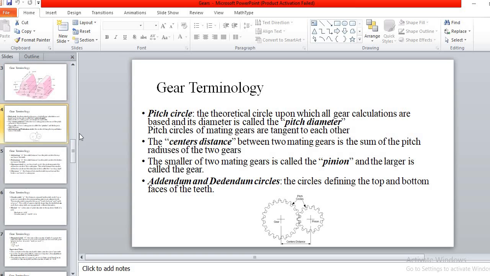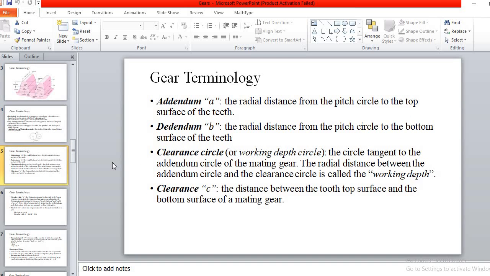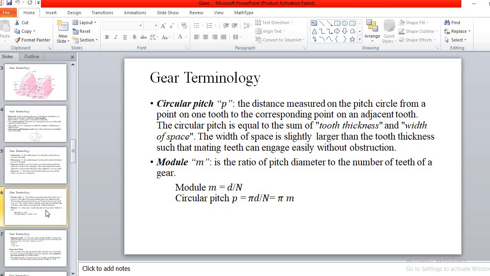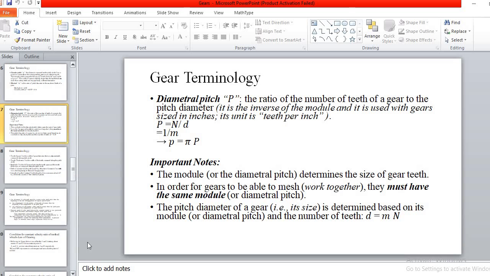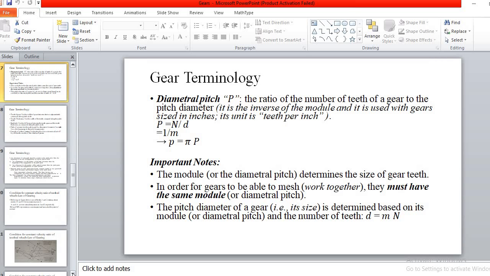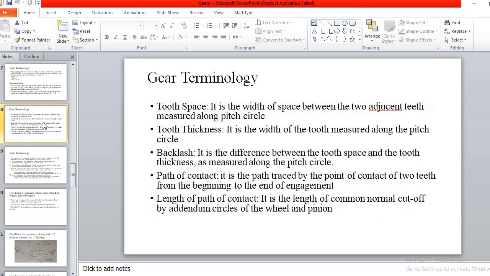These gear terms are the pitch circles, addendum, dedendum, clearance, circular pitch, module, and diametral pitch, and we also discussed the relation between module and diametral pitch. We discussed this terminology in the last video. One more important term remains here: the pressure angle.